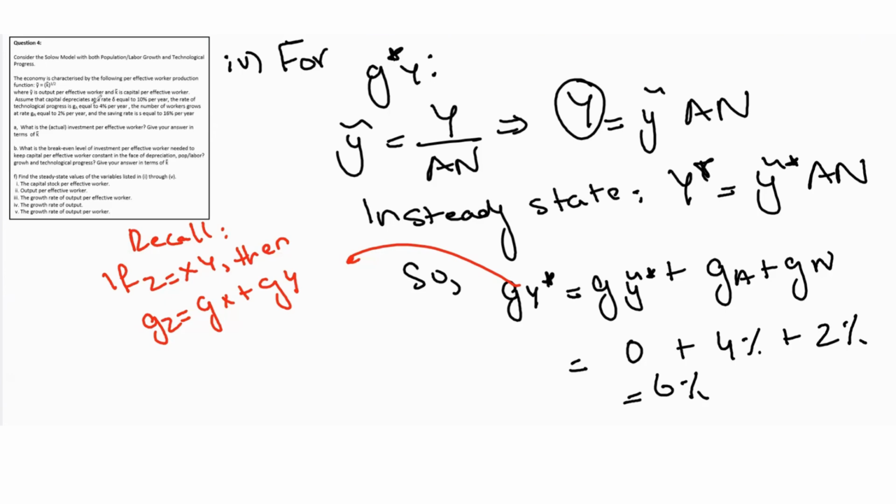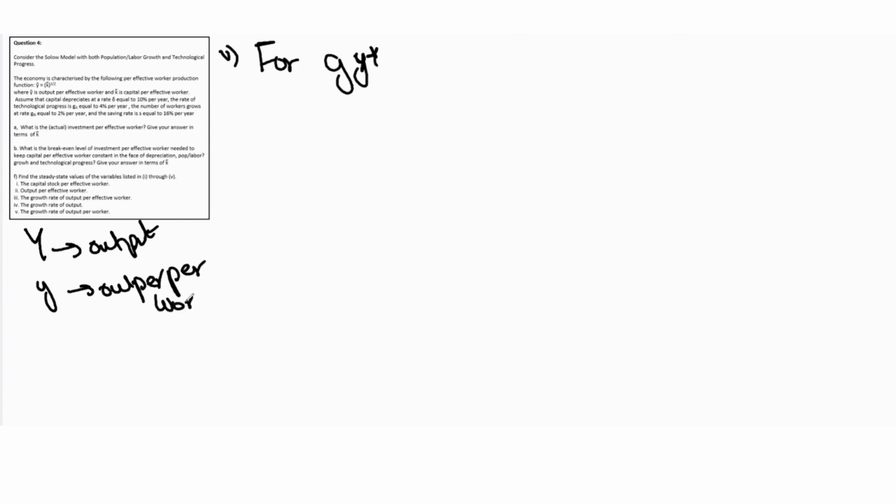Without technological progress, we know that used to be 0, because in that case, in the steady state, output per worker was constant. Now, output per worker is not constant; what is constant now is capital per effective worker and output per effective worker. So now we want to find the growth rate of output per worker. Just keep in mind the notation: capital Y is output, small y is output per worker, and y tilde is output per effective worker.